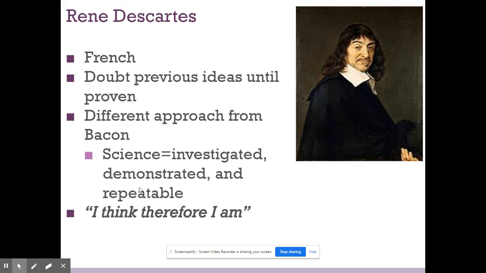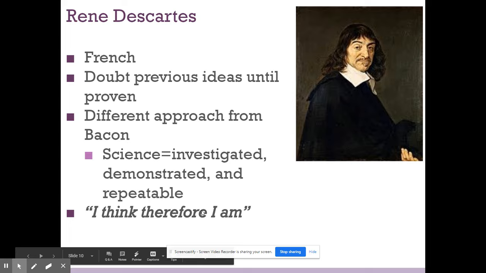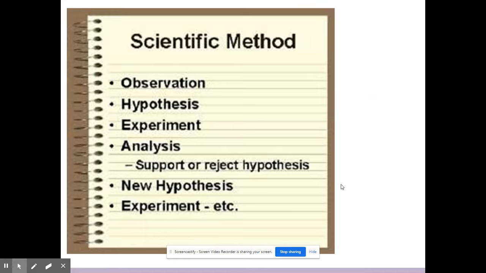You have to be able to repeat the experiment a couple times to prove that it's actually true. He had this famous quote that said, "I think, therefore I am." So he was kind of going with his whole idea of science. He was thinking about something, experimenting with it, and therefore he knew that it was true. That led to the scientific method that you use in science of observing something, creating a hypothesis about it, experimenting, analyzing the experiment, seeing if it supports your hypothesis, and then usually it leads to a new hypothesis.